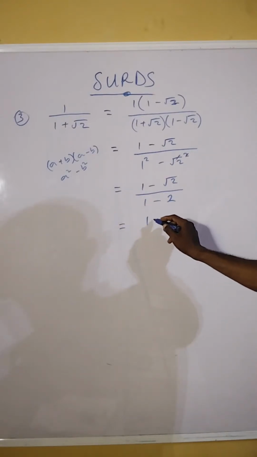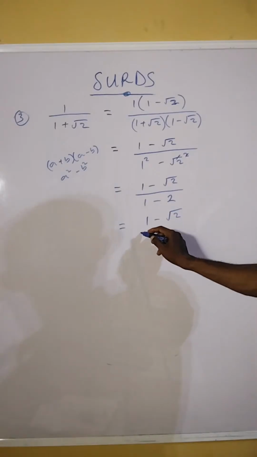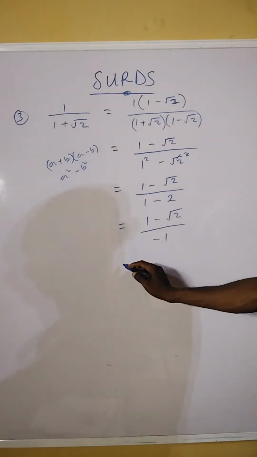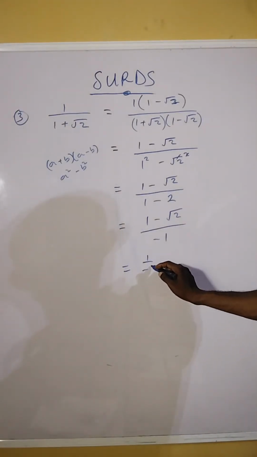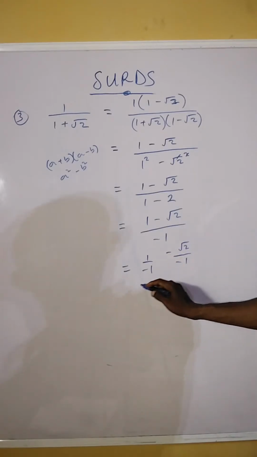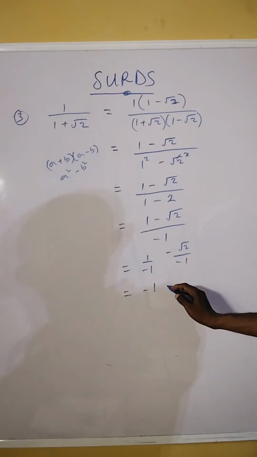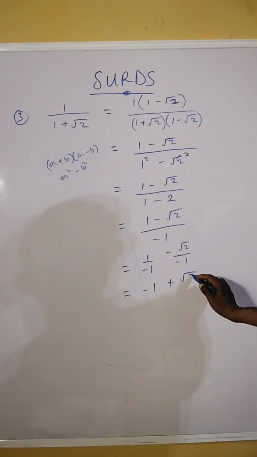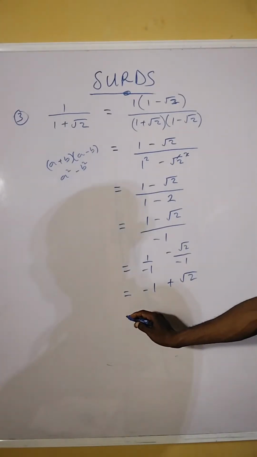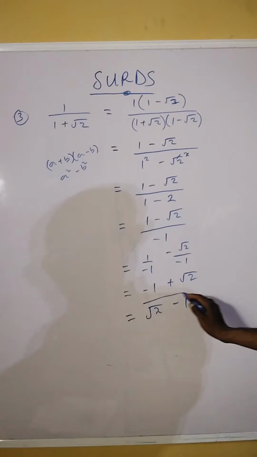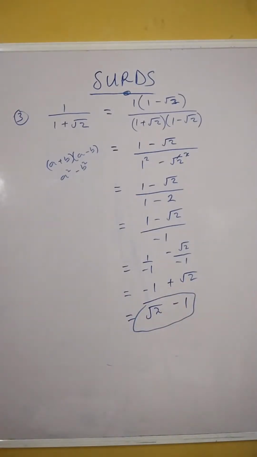So this becomes 1 minus root 2 over 1 minus 2, that's minus 1. And we decide to separate this, and we have 1 over minus 1, then minus root 2 over minus 1. 1 over minus 1 is minus 1. Then minus over minus here becomes plus, then root 2 here. And we can decide to write this as root 2 minus 1. So here we have this as a simplified form of that given problem.